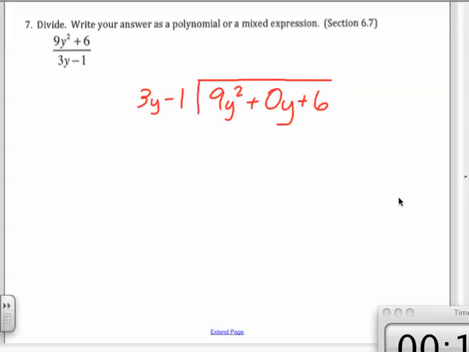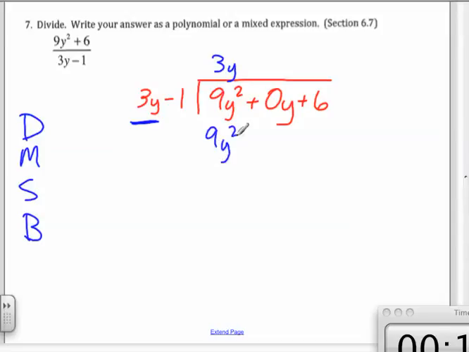Okay. Now, the first thing, remember, when I'm dividing, whenever I do the dividing step, remember it's divide, multiply, subtract, bring down. Whenever I do the division, I'm only worried about this first term. 3y times 3y will give me 9y squared. Okay? That's all I'm worried about, that first term into the first term. But when I multiply, I'm going to go ahead and distribute, Edward. So I'm going to get 3y times 3y is 9y squared. And then 3y times minus 1 gives me negative 3y.